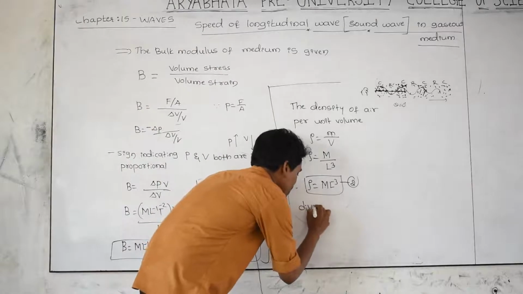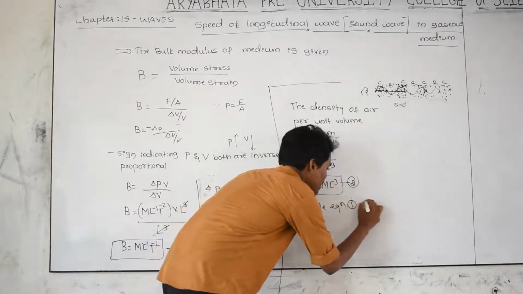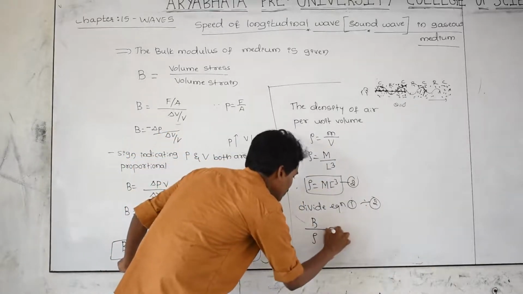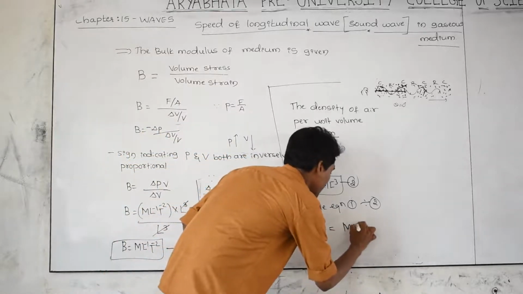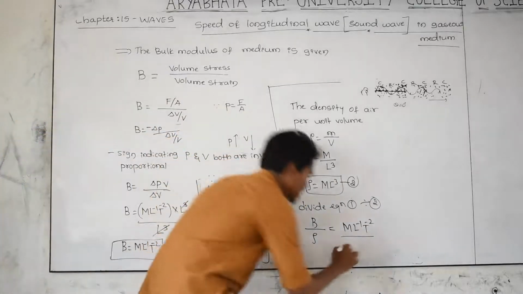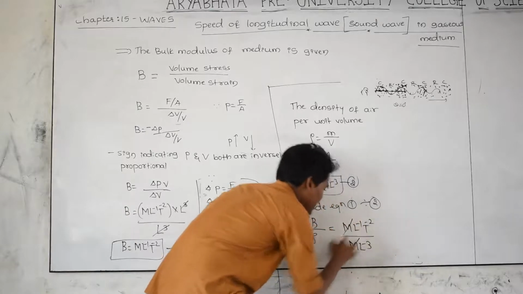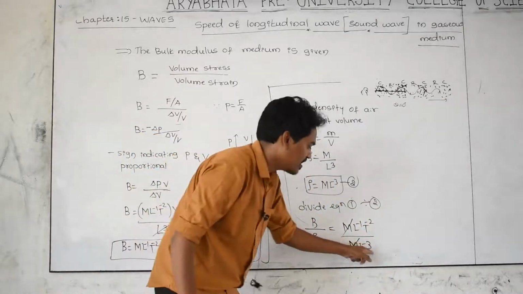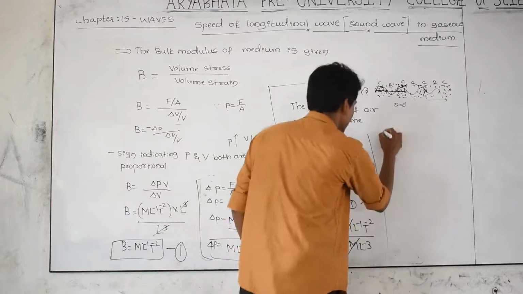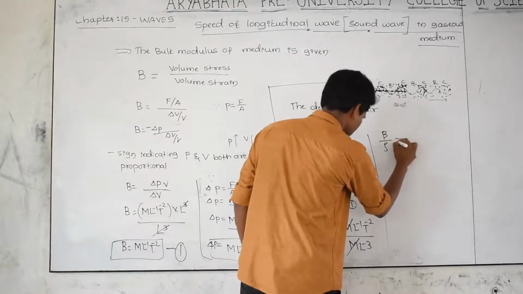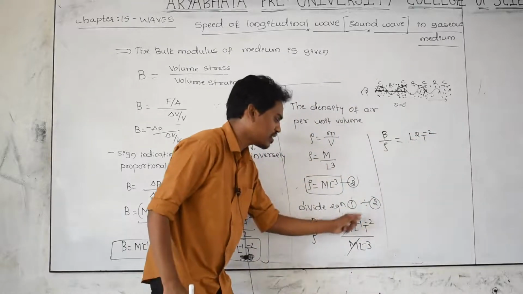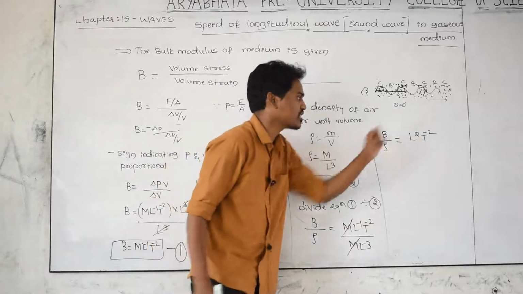Divide equation 1 by 2. Then 1 is B, bulk modulus, divided by 2 is rho. This is equal to M L raised to minus 1, T raised to minus 2, divided by rho, which is M L raised to minus 3. M gets cancelled, and minus 3 goes to the numerator, minus 3 becomes plus 3. Plus 3 minus 1. That is B by rho, which is equal to L square T raised to minus 2.